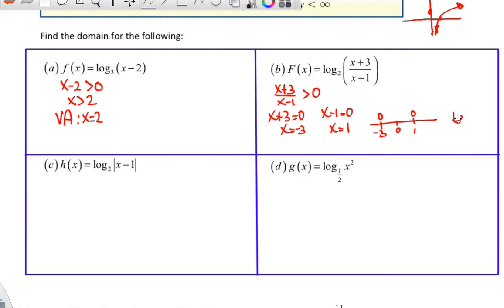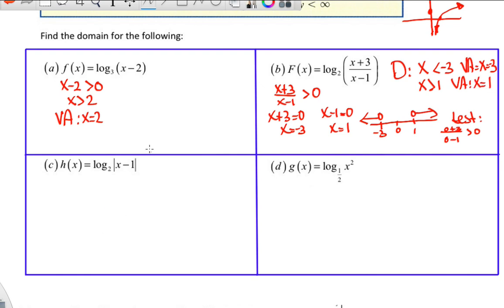So what happens here at 0? Well, just plug it in. Test at 0. You would get 0 plus 3, divided by 0 minus 1, and that needs to be larger than 0. Well, that's a negative, so it's not true here. So it is true here, and it is true there. That means that the domain for this particular function is x is less than negative 3, which means there's a vertical asymptote at x equals negative 3, or x has to be larger than 1, so there's a second vertical asymptote at x equals 1.